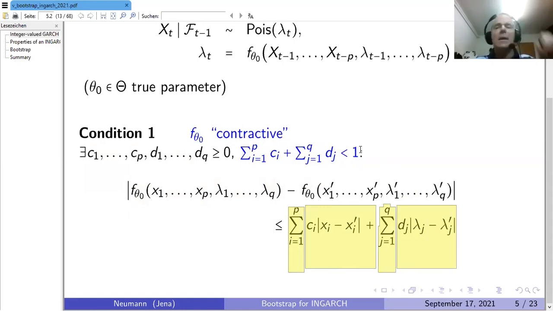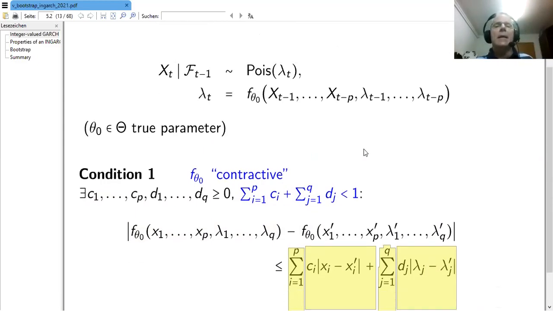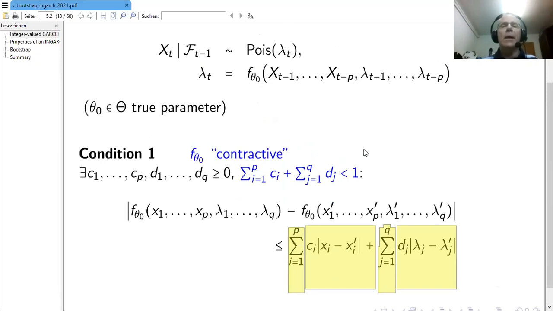So this is some sort of contractive condition, and you will see later on that under this condition we can easily derive properties of such an integer valued GARCH process, and this will also be the basis for the consistency of an appropriate bootstrap method.